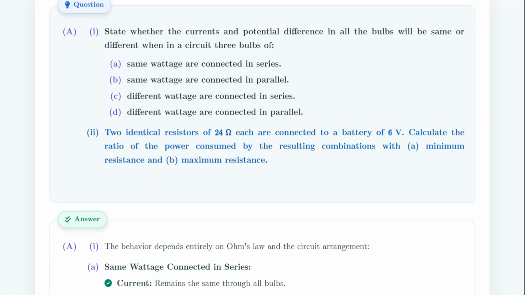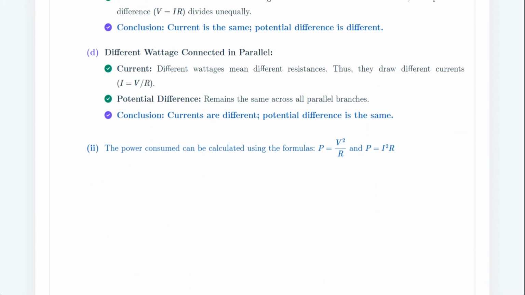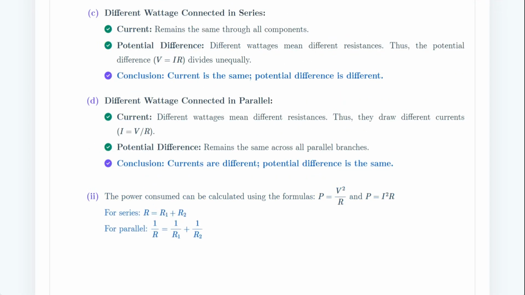Now look at sub-question 2. We are given two identical 24 ohm resistors and a 6-volt battery. We must calculate the power consumed when they are arranged for minimum resistance and when arranged for maximum resistance, and then find the ratio between these two power values. The power consumed is calculated using P equals V squared over R and P equals I squared R. Remember, for series we add the resistances, and for parallel we add their reciprocals.